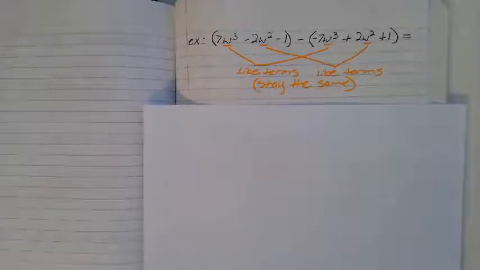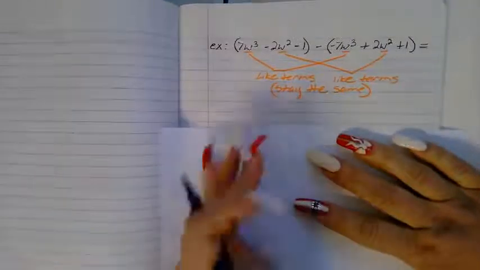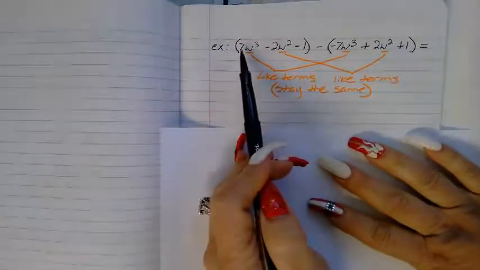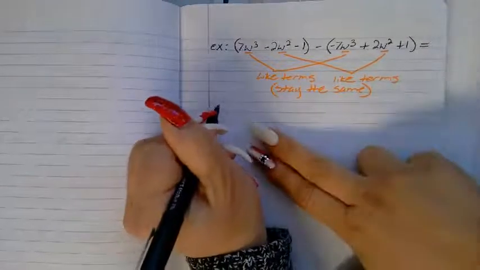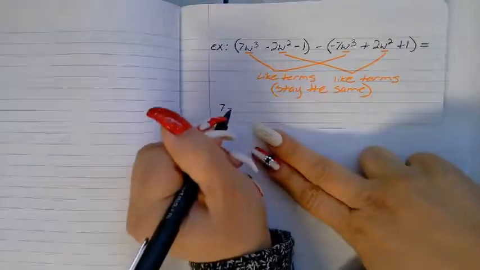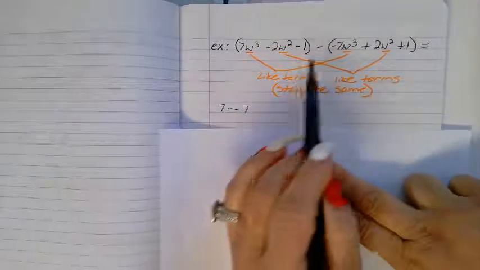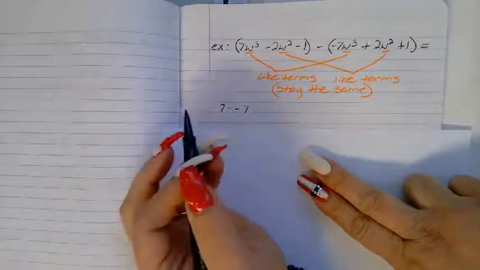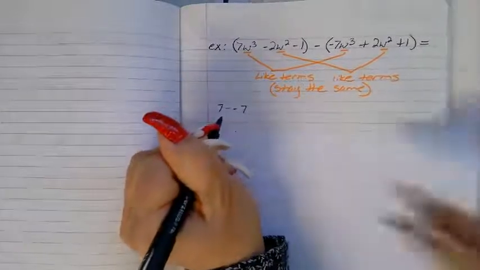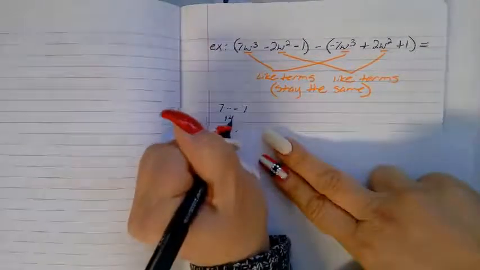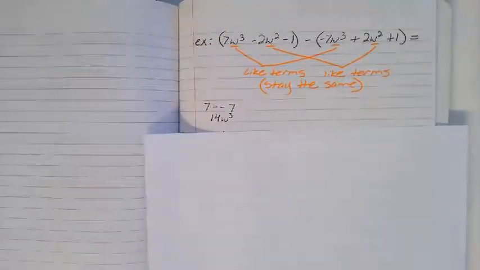So let's look at this. We have a 7 minus a negative 7, right? If it is easier for you, maybe you can't do that in your head, write it down. So it would look like 7 minus a negative 7. Those two negatives become a positive, so we just add it, right? So it should be 14. It should be 14w cubed, because our w cubed stays the same.